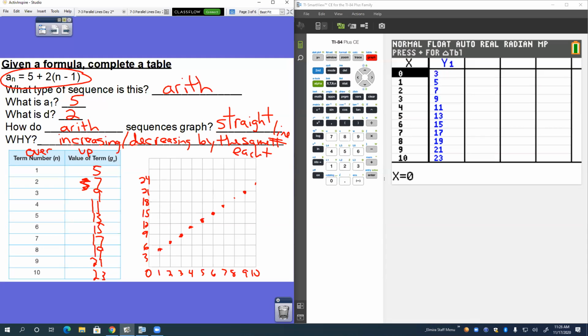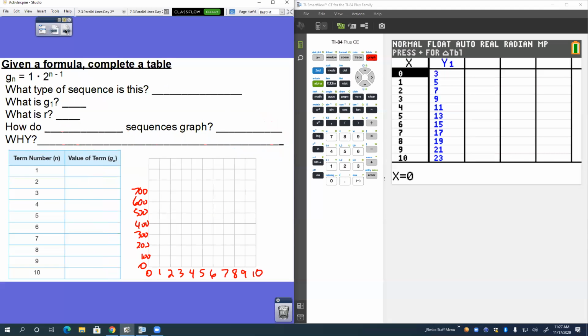So we are increasing or decreasing by the same number each time. Because we're doing that, that's going to form this straight line going up. Remember, we don't connect the dots. All of these sequence graphs are discrete, so we're not connecting the dots, but it's going up in a straight line because we are adding by 2 each time in our sequence.